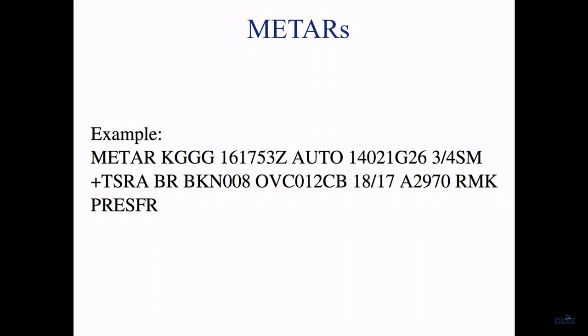161753Z, depicted in a six-digit group. The first two numbers stand for the day of the month. The last four stand for time converted to Zulu time, which is depicted at the end with the letter Z. 4, modifier, AUTO, denotes that the METAR came from an automated source or that the report was corrected.